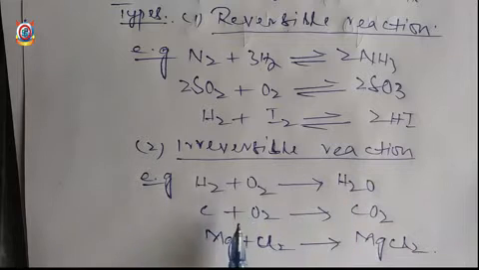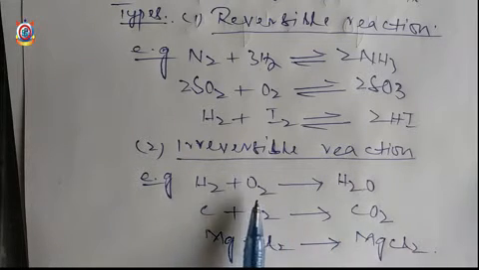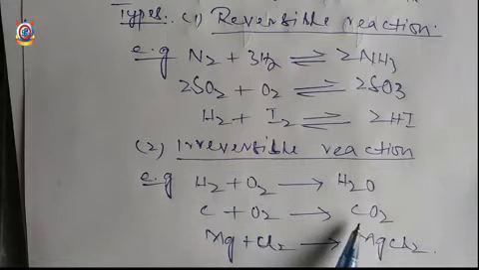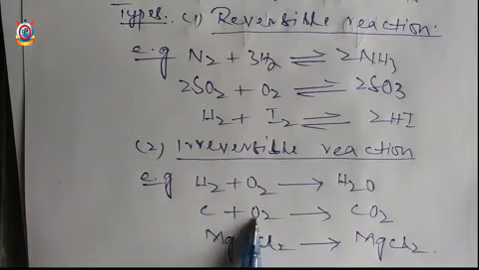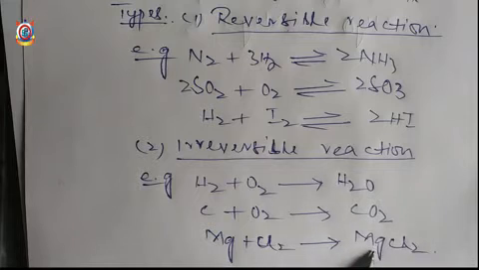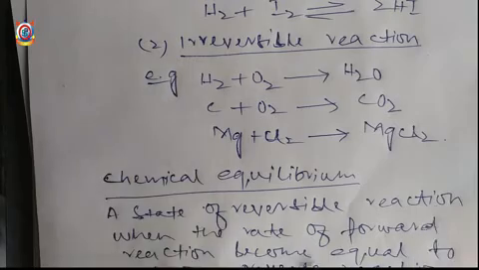For example, formation of a water molecule, which is formed by the reaction of hydrogen and oxygen gas. Another example is the formation of carbon dioxide gas, which is formed by the reaction of carbon and oxygen gas. The third example, formation of magnesium chloride, which is formed by the reaction of magnesium and chlorine gas. Okay students, let's come to the main topic.